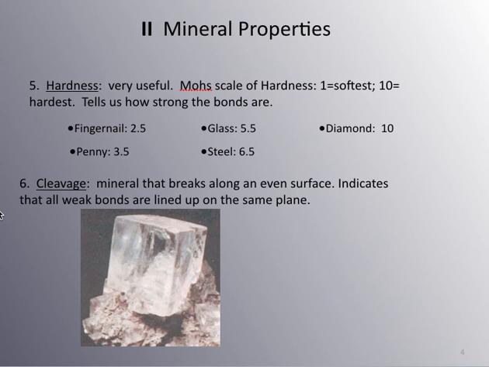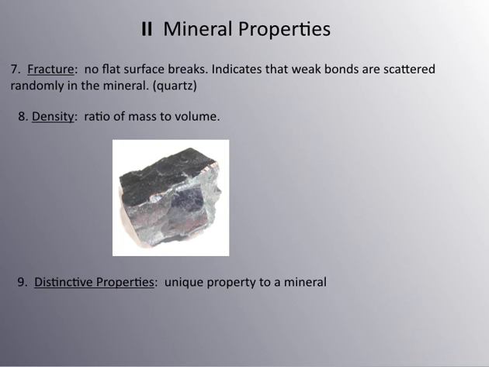And it's because not all bonds in a mineral are the same strength. Sometimes there are weak bonds that have a tendency to break sooner. And when all of those weak bonds are lined up on the same surface, when it's hit or dropped or force is applied, the weak bonds are going to be the ones to break. And since they're all on the same surface, it will produce these flat surfaces that we call cleavage.